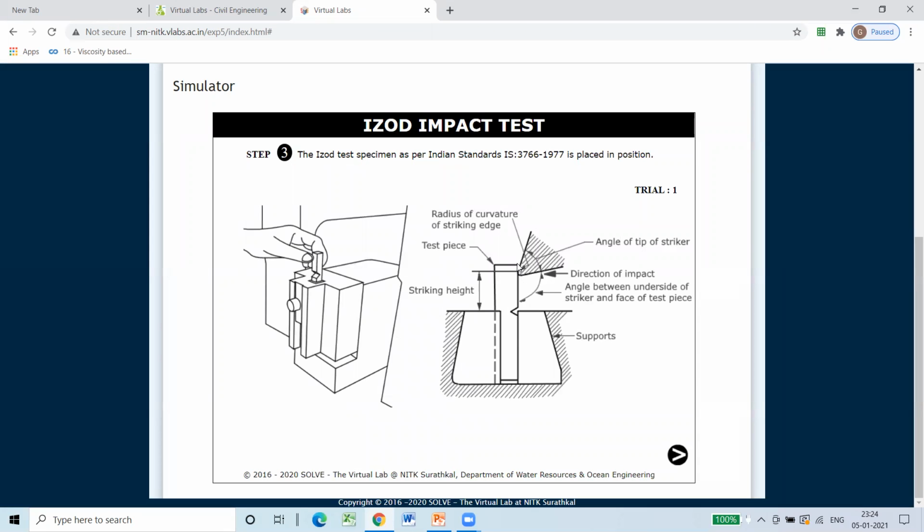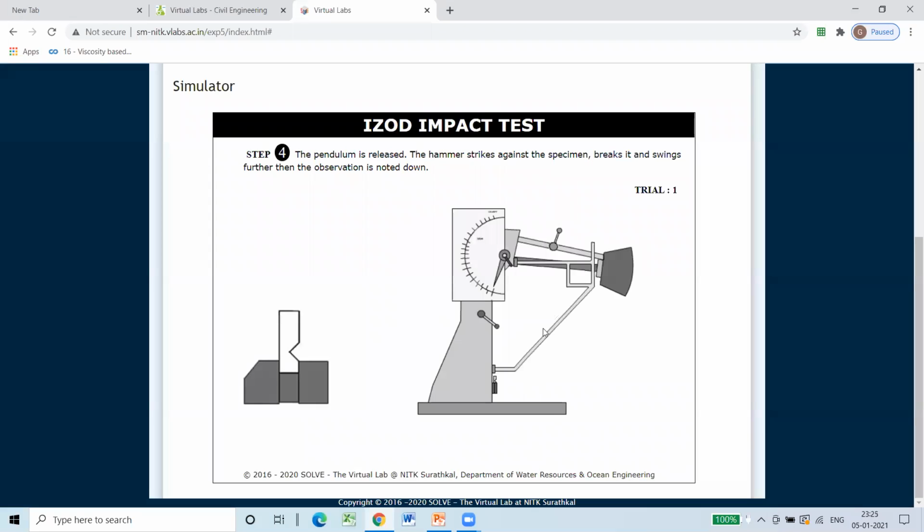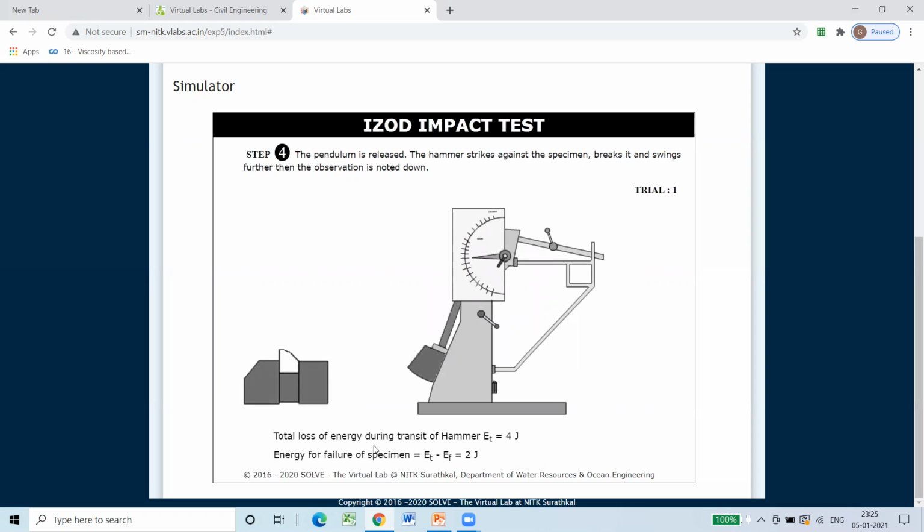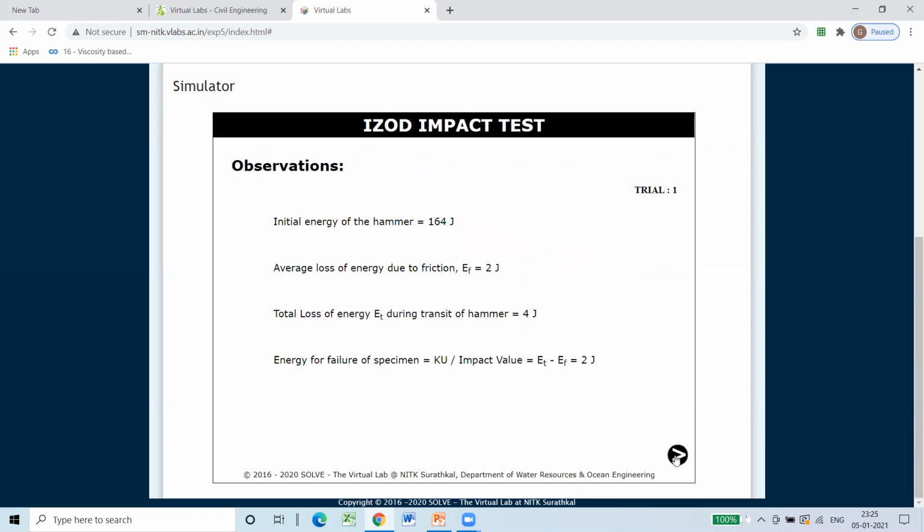We have to place the specimen like this so that notch is facing towards hammer. We'll move on to the next step. In the next step, I have placed my specimen here and the notch is facing towards hammer. So now I am releasing the lever and total loss of energy during transit of hammer is recorded as 4 joule. So friction loss is around 2 joule. Therefore, energy for failure of the specimen is 4 minus 2, that is equal to 2 joule.